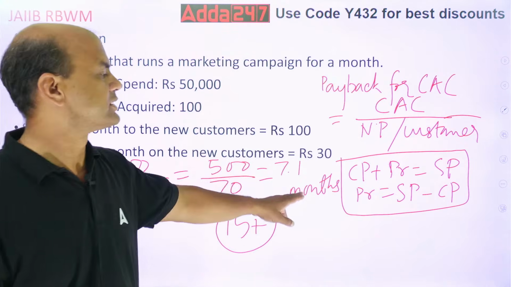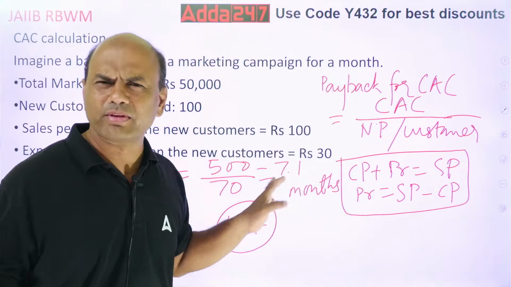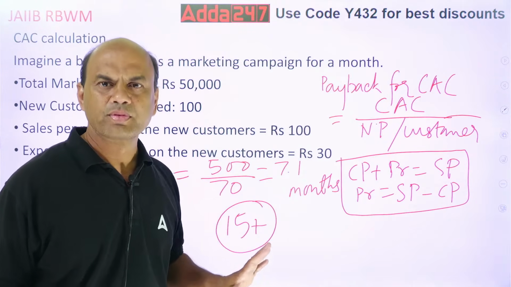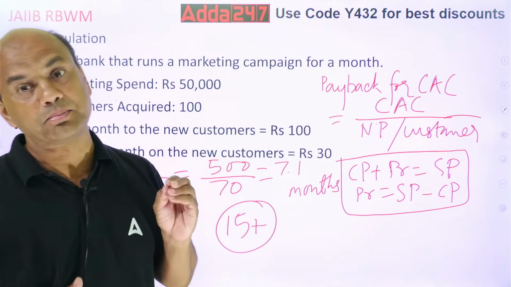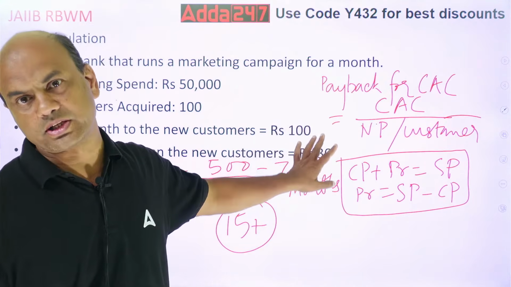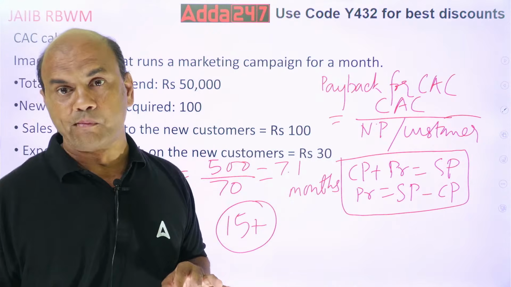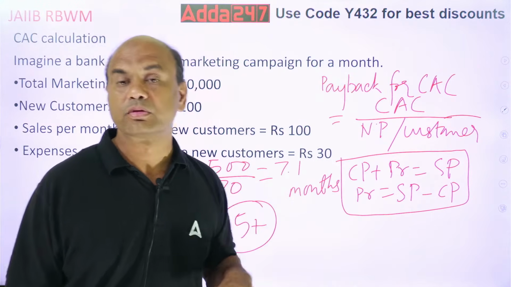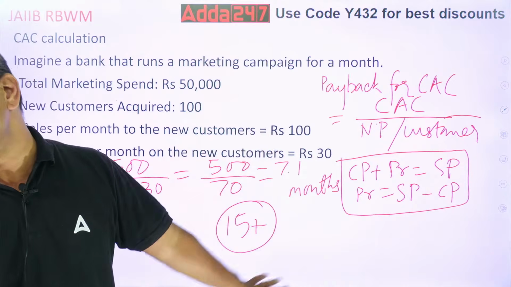7.1 months is my payback period. Simple, very simple. Problems are very simple in MKIS. In May 24, this problem was asked. May 24. Today is 26. So May 24, this CAC problem was there.